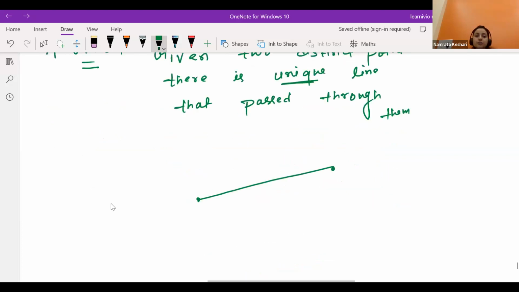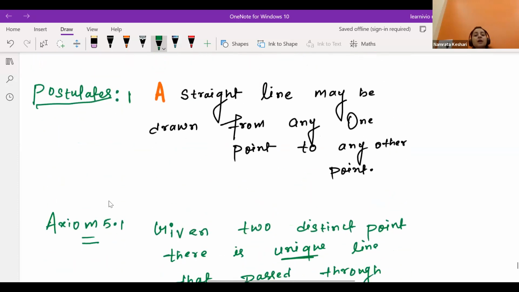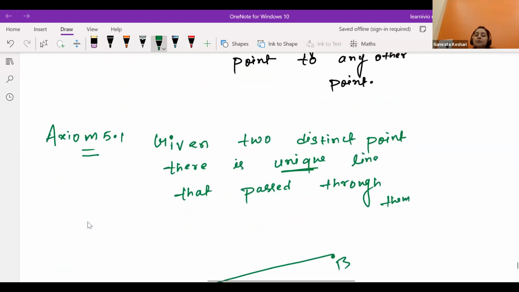More than one, we won't be able to draw. If you join point A with point B, you will get just one straight line. And if you try to join them any other way, then that line will not be straight. That's what he said. Getting it? Yes, we've got it. Okay. So these two statements you need to learn, because who knows? Maybe in the exam, postulate one, two, three, four, five can come. Or maybe this axiom 5.1 can come anywhere.